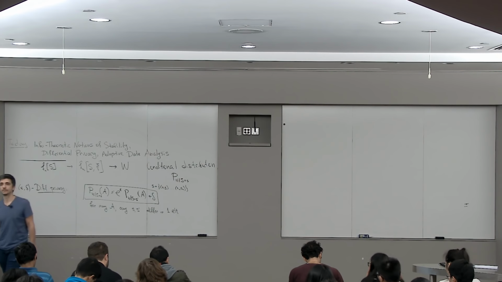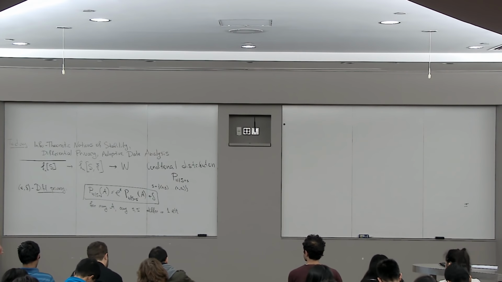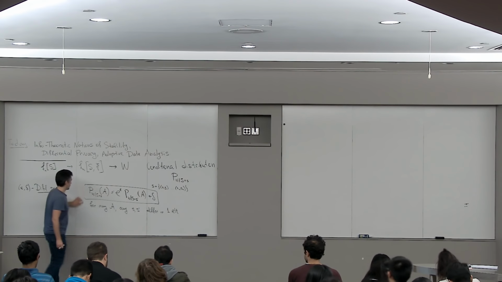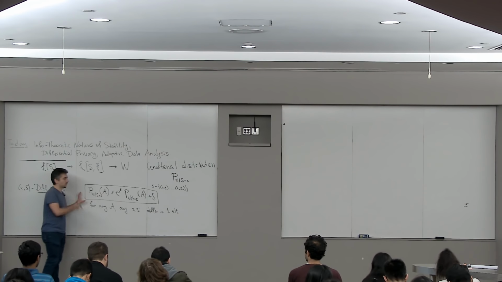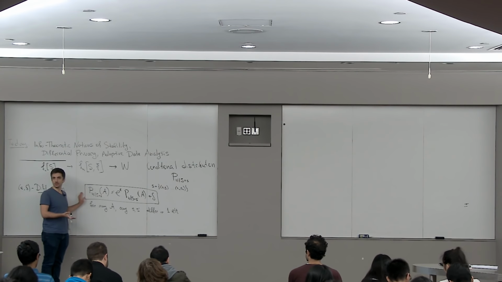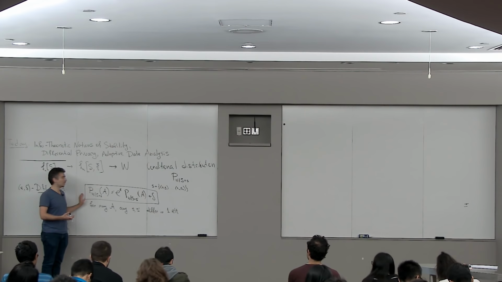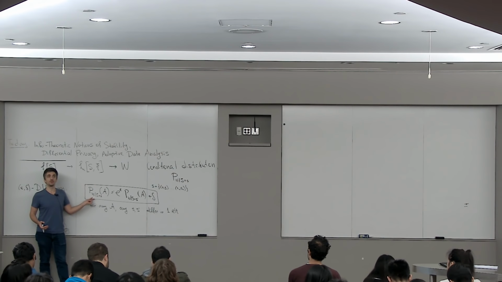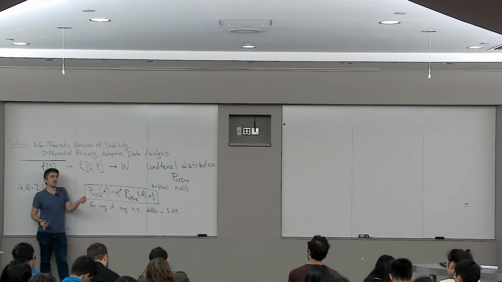Okay? Any questions about this definition? Now, this on the surface has nothing to do with generalization or with anything that we've talked about, right? This is some property of the output of the algorithm, the behavior of the algorithm, as you change one data point in the data set, right?